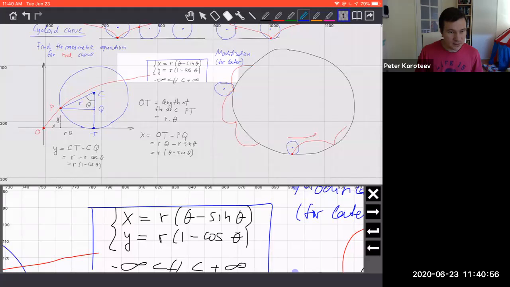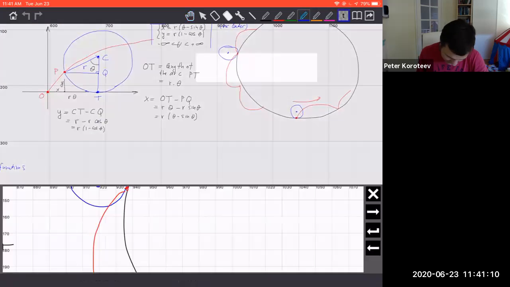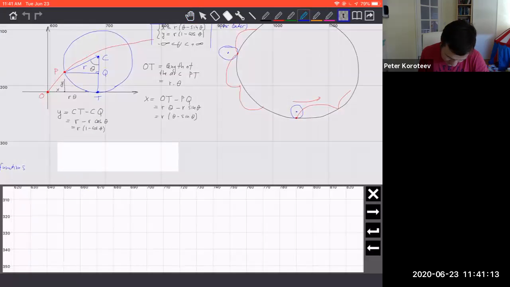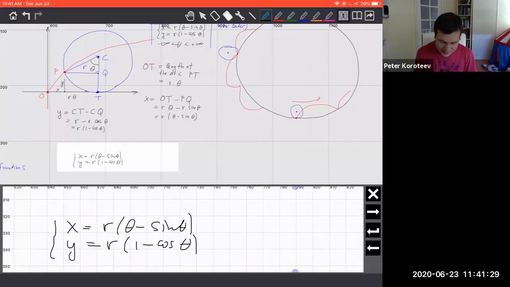Okay, now let's study its differentiability. What happens when we find slopes, when we find tangent lines? We'll try to say as much as possible about this curve. Let me just copy this formula, so I don't have to go up and down again. So x is equal to r times theta minus sine theta, and y is equal to r times 1 minus cosine theta. Here, r is a constant, right? It doesn't change. Well, unless the pressure of your tires drops, the radius does not change.